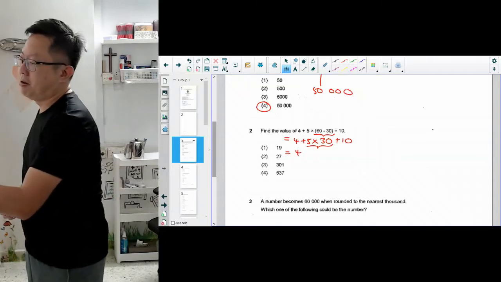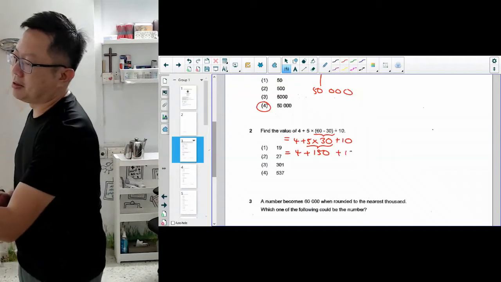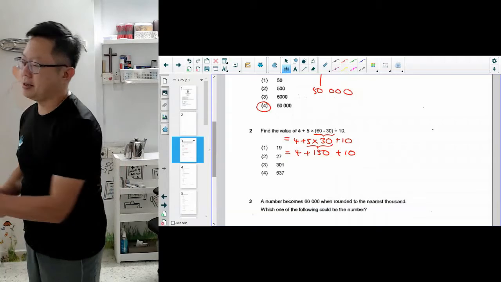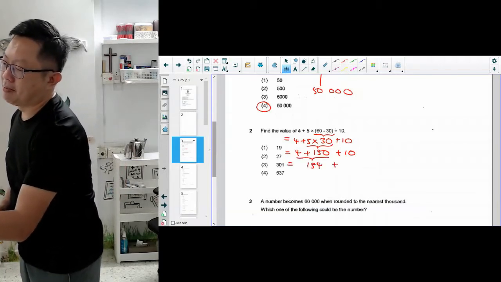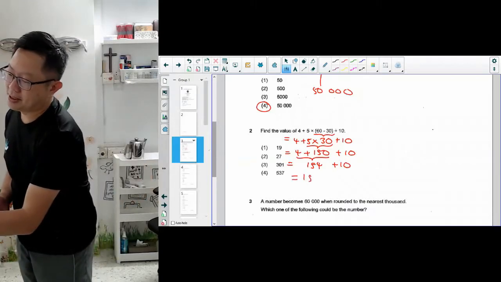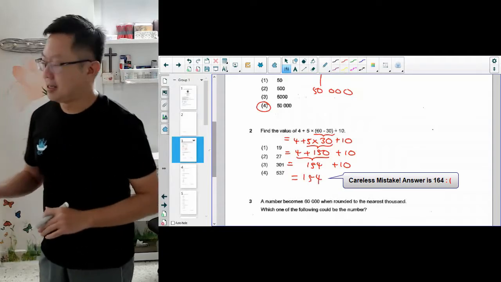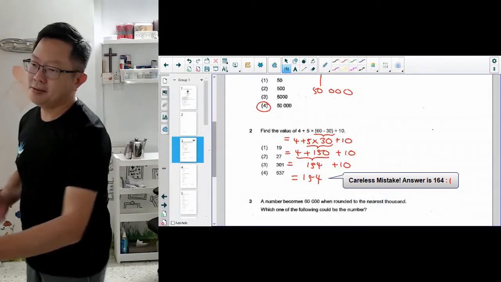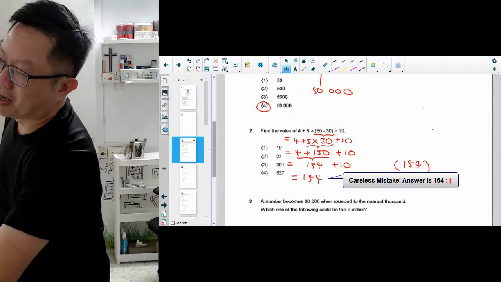So you have 4 plus 150, and then plus 10. Okay, so now you have plus and plus, so they are equally important. So you do left to right. So you have 4 plus 150, which is 154, and then plus 10. And what's the answer? Your answer will be 154. Oops, there's no answer in the options. So I think there must be something wrong with the answer key, right? Something wrong with the question. So since there's no answer, then let's put our own answer there. So your answer will be 154.